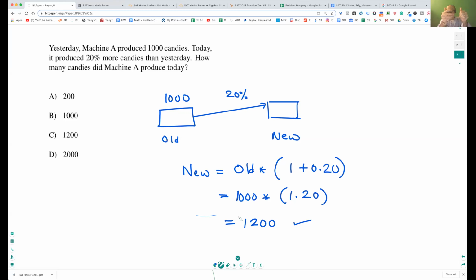Okay, well done, guys. Looking at this problem now, let's look at a slightly more complicated problem over here. Okay, so let's try this problem now.